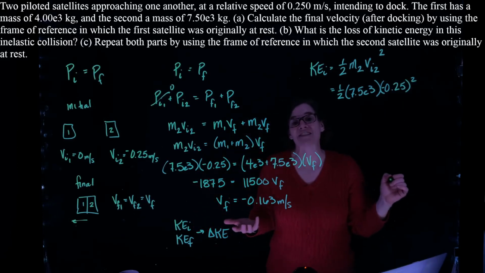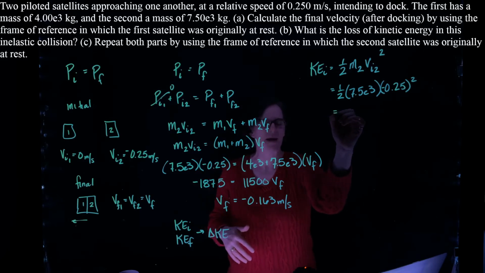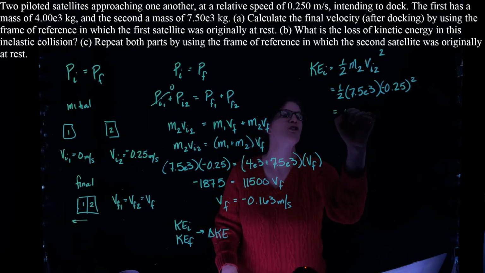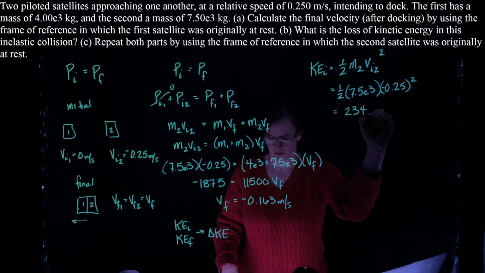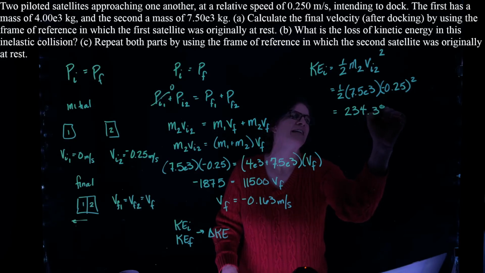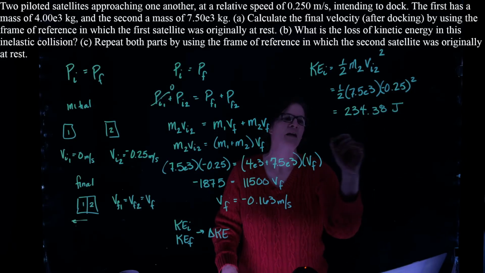And we know energy is a scalar quantity, so it's always going to be positive. That kinetic energy is 234.38 joules. What about our final kinetic energy?